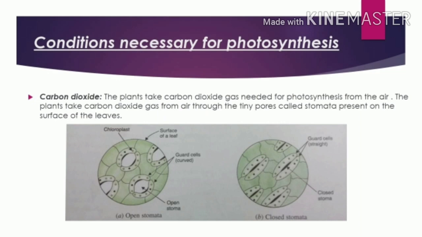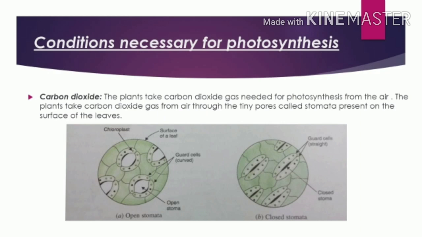Now, from where is the plant getting carbon dioxide? The plants are getting carbon dioxide from air. The plants take carbon dioxide gas from the air through tiny pores present on the surface of the leaves called stomata. Now these stomata are surrounded by guard cells. The opening and closing of stomata is regulated by these guard cells.